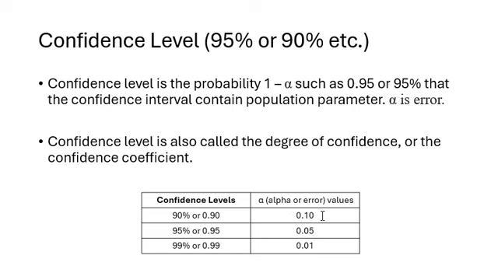So if the error is 10%, our confidence level is 90%. Our error is 0.05, which is 5%, so our confidence level is 100% minus 5%, which is 95%. In decimal, we can write it as 0.95. Our error is 1%, so 100 minus 1% will give you 99%. In decimal, we can write it as 0.99.